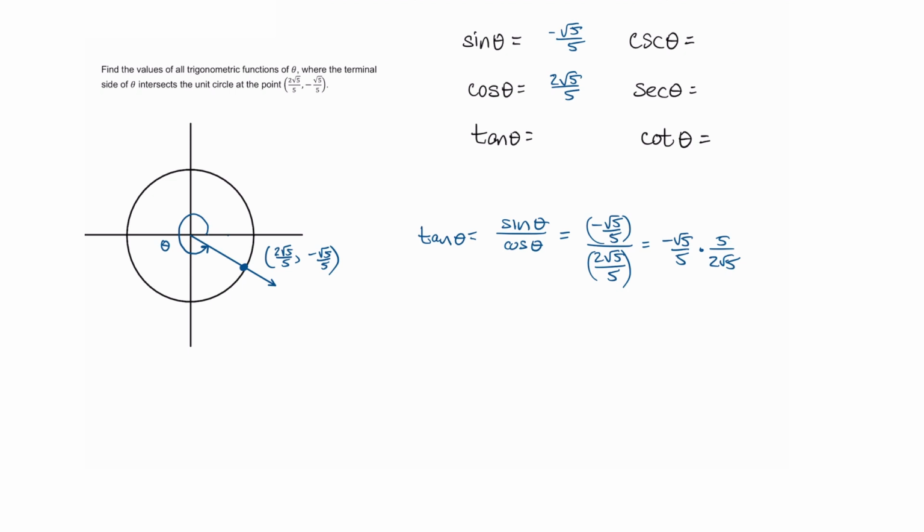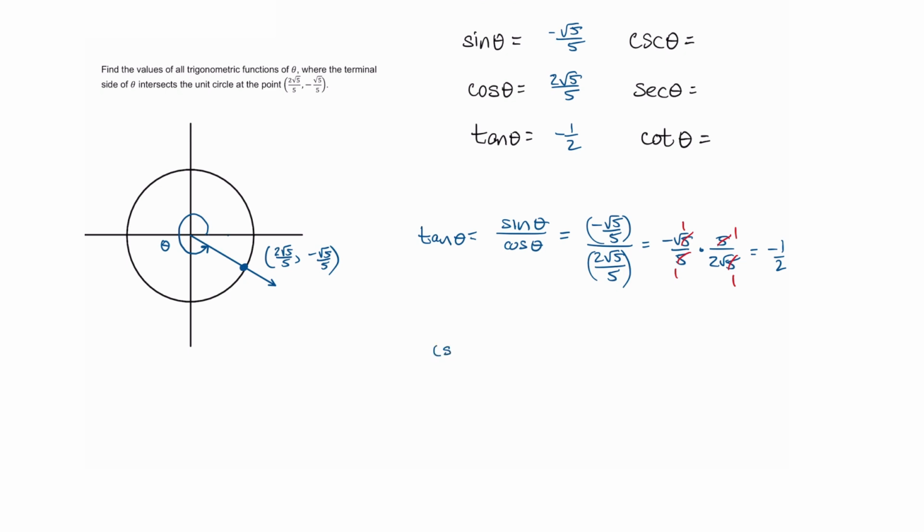And some factors cancel out. The 5's cancel out, and the square roots of 5 cancel out. And we end up with negative 1/2. So tangent of theta is negative 1/2. Okay, from here, the remaining three trigonometric functions are reciprocal functions.